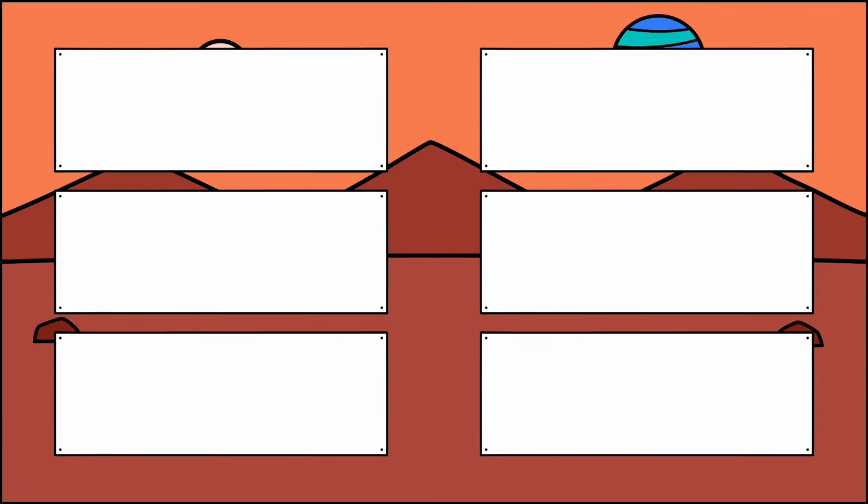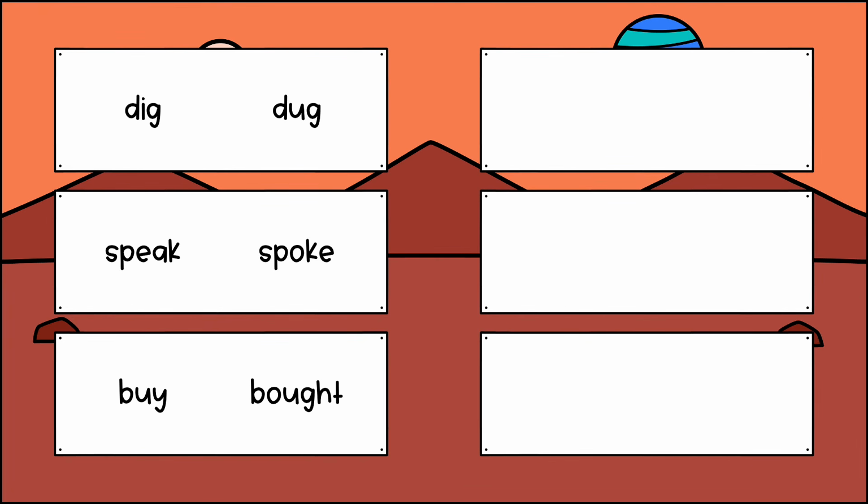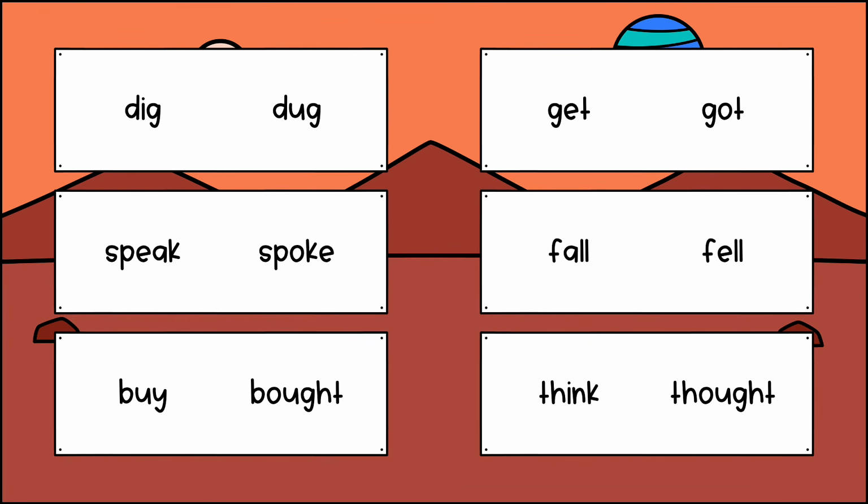Our lesson is almost over. Let's look at just a few more irregular past tense verbs. In the present, we dig holes, but in the past, we dug holes. The past tense of speak is spoke. The past tense of buy is bought. Go ahead and read these last few on your own.